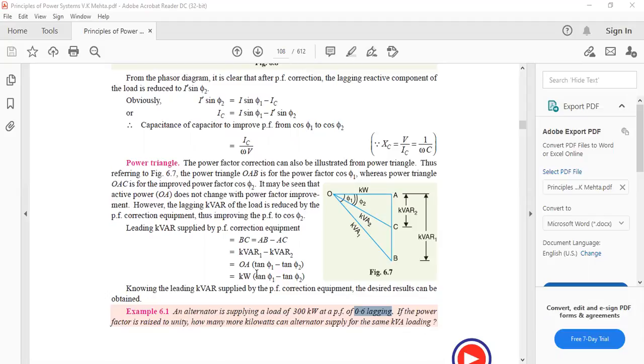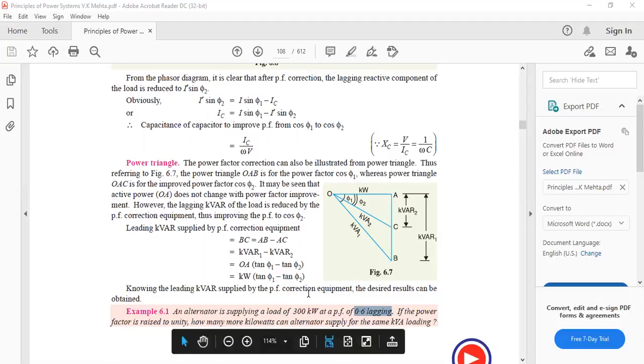So this is the difference between these two, meaning how much leading kVAR is injected by your power factor correction device is this much.